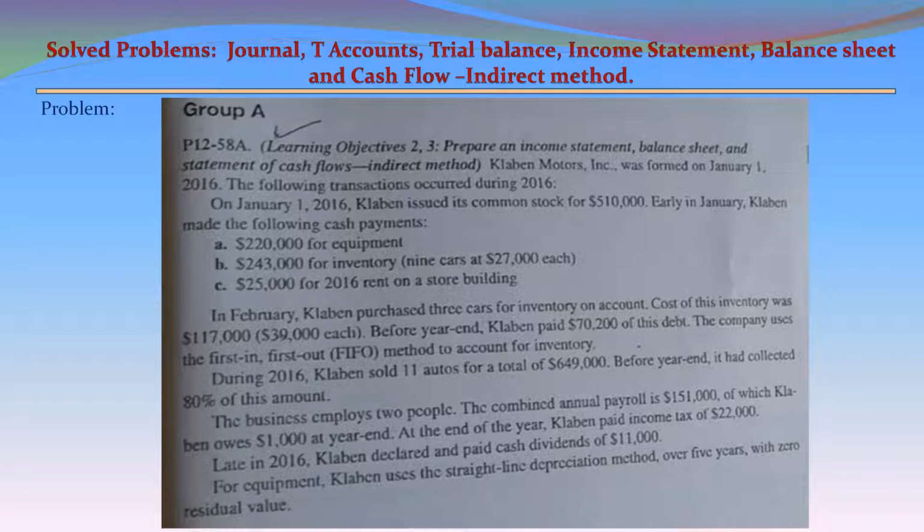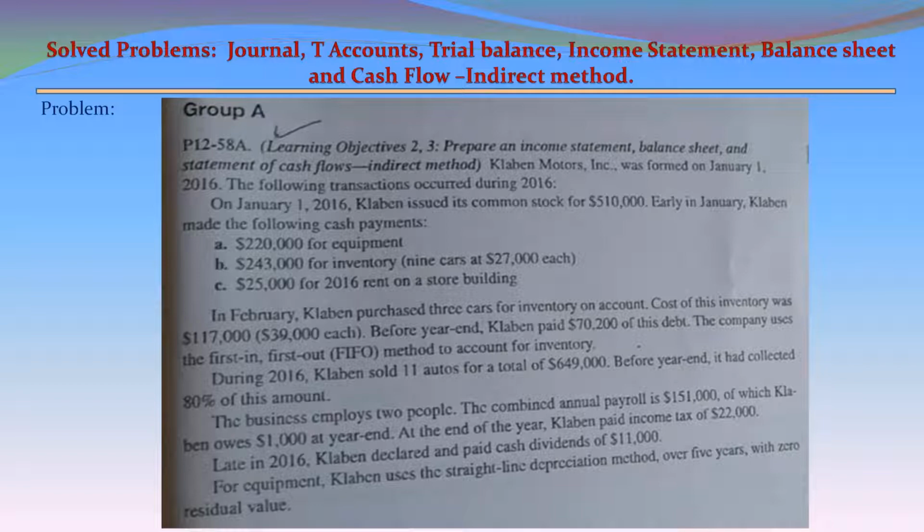During 2016, Klaban sold 11 autos for a total of $649,000. Before year end, it had collected 80% of this amount. The business employs 2 people. The combined annual payroll is $151,000, of which Klaban owes $1,000 at year end.